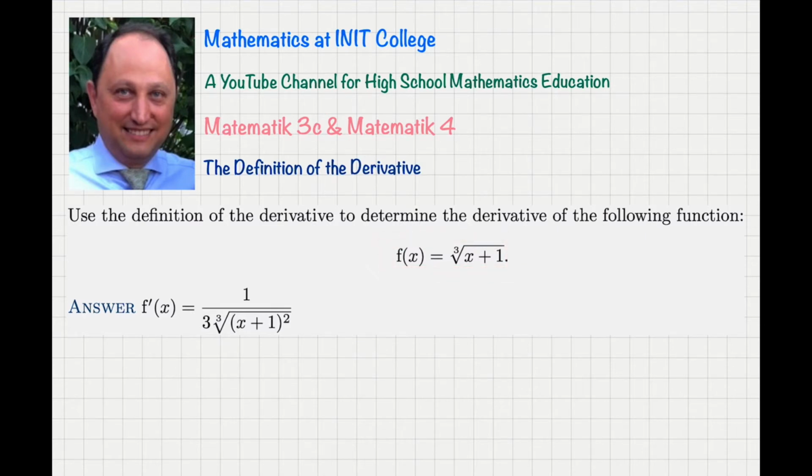I recommend you to give the video a pause at this time and try to solve the problem yourself first. If you do everything correctly, the final answer that you will get is f prime of x equals 1 over 3 times the third root of x plus 1 squared.